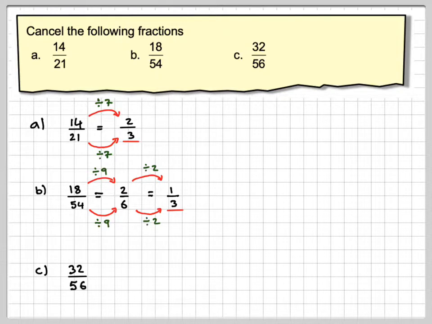Part C, 32 over 56. If we notice that 8 goes into both these, 32 divided by 8 gives me 4, and 56 divided by 8 gives me 7. So 32 over 56 is equivalent to 4/7.